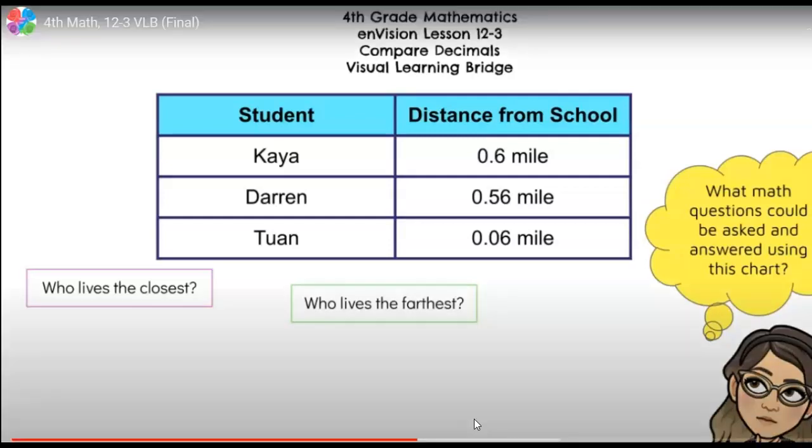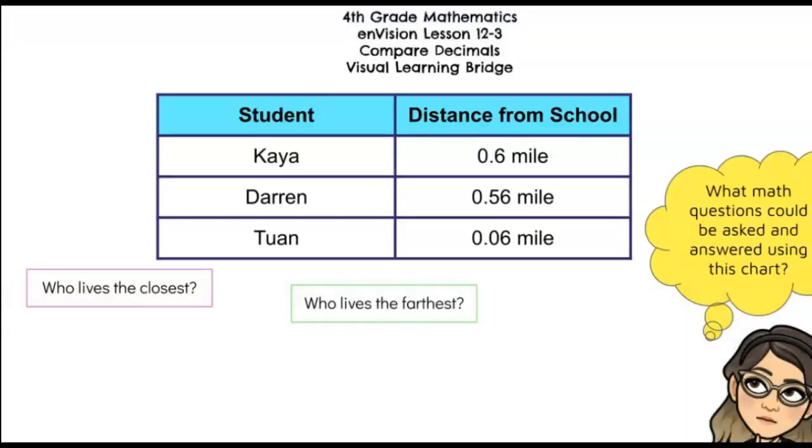So, in order for us to determine who lives the closest and who lives the farthest from school, we're going to need to make some comparisons. We've learned some great strategies for this, and I want you to think back to the solve and share. Darren's strategy was to use a place value chart. So I want you to pause now and enter these 3 distances into your place value chart and maybe label them K for Kaya, D for Darren, and T for Tuan. Pause now to do that.